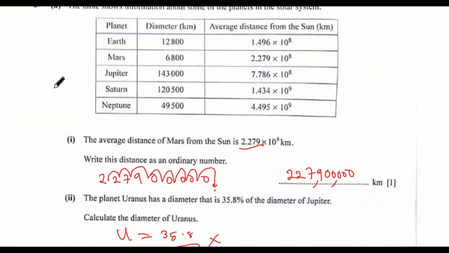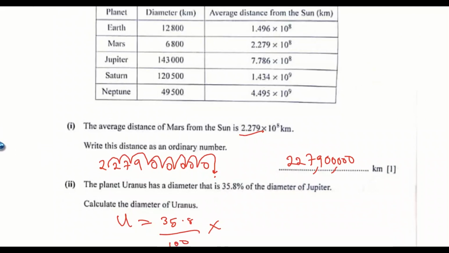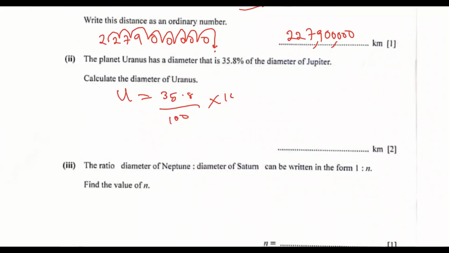So if you scroll up, this is the diameter of Jupiter here, 143,000. So you can make use of your calculator and you get your answer straight away, and that will be 51,194 kilometers. And alternatively, you can use this.